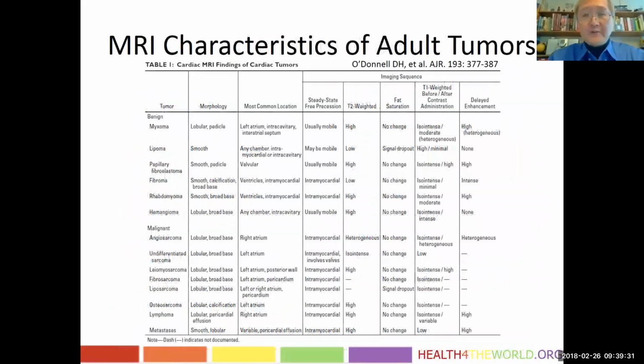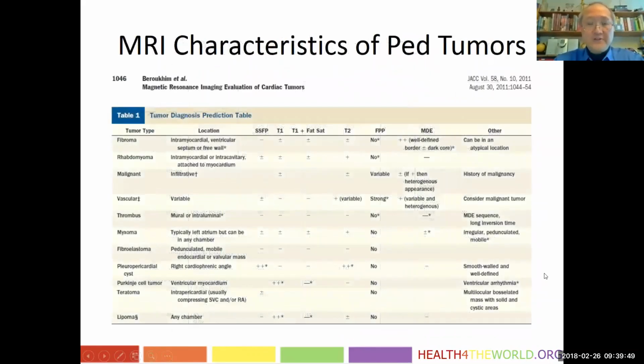Now, what follows, I give you two tables, one of them for the adult tumor, and this lists various characteristics: how mobile the mass is, the common locations, T1 and T2 weighted signal, and delay enhancement or contrast signal. This is a table for the adult tumor, and here's a similar table structured for the pediatric tumor.